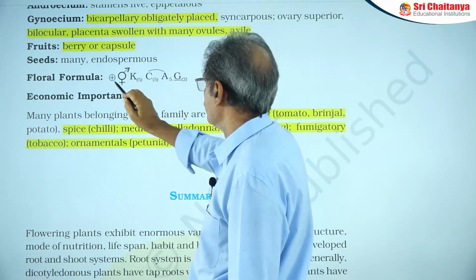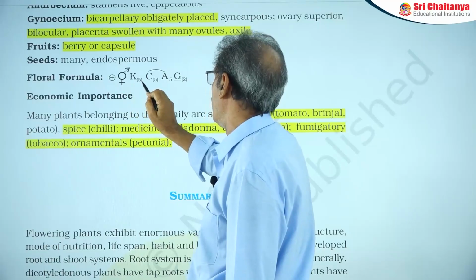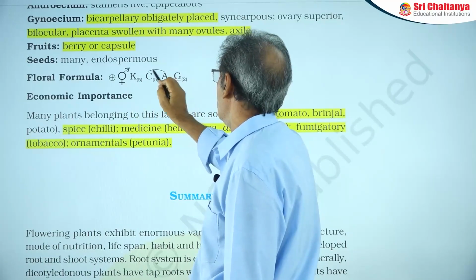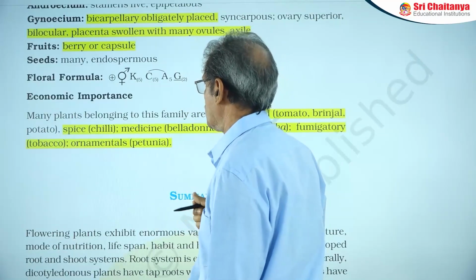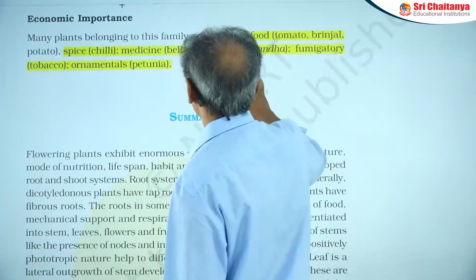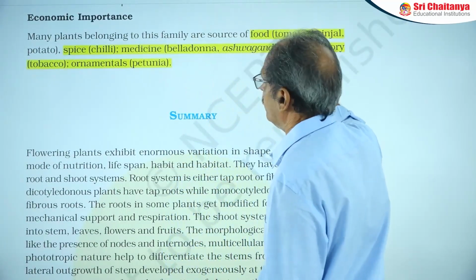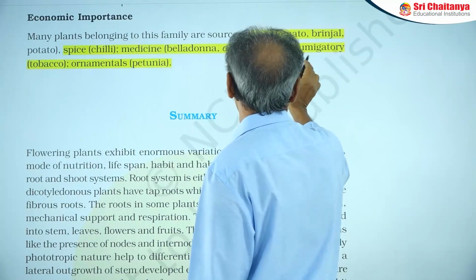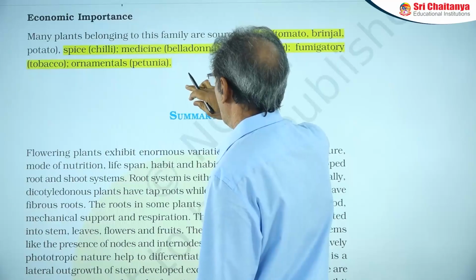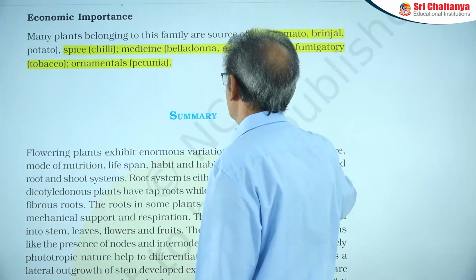Floral formula, this is the floral formula of Solanaceae, important: actinomorphic, bisexual, K5 united, C5 united, A5 epipetalous, G2 syncarpous, superior ovary. And economic importance is also important. Food: tomato, brinjal, potato. Spice: chili. Medicine: belladonna, ashwagandha. Fumigatory: tobacco. And ornamental: petunia.